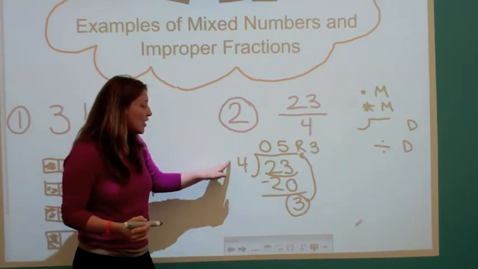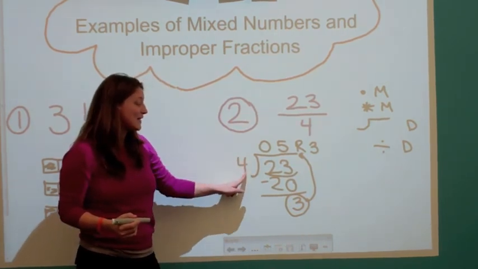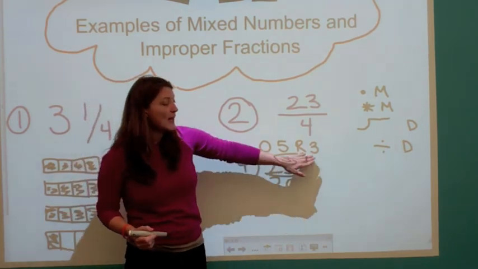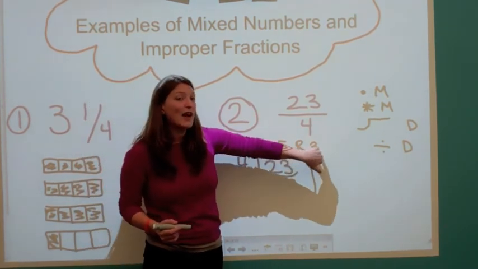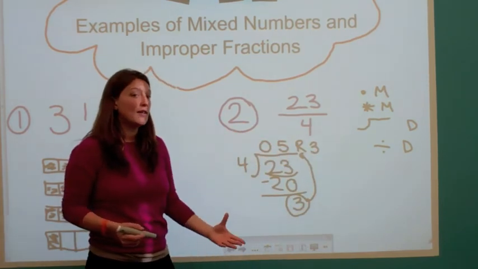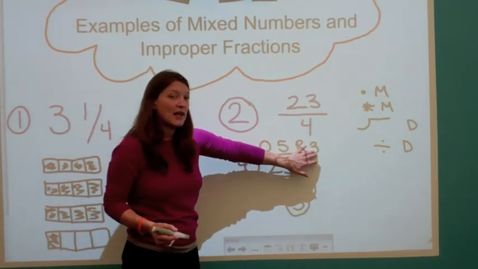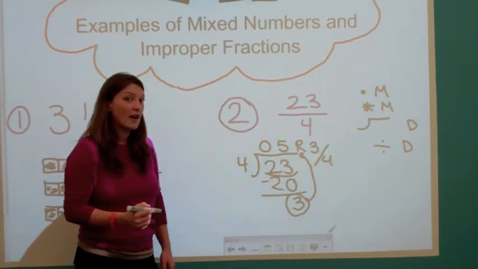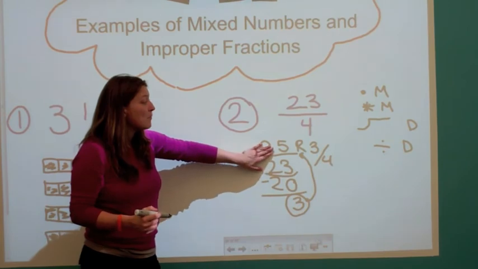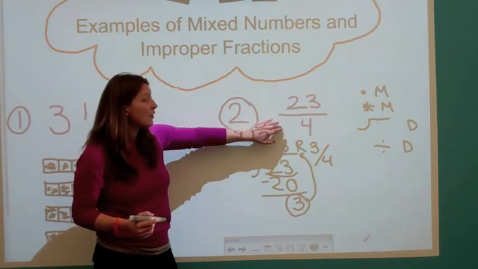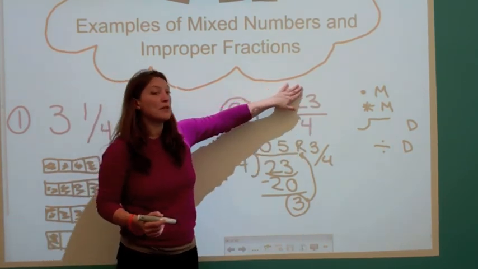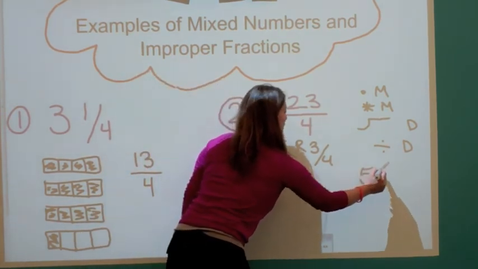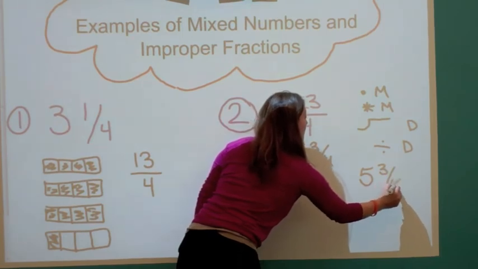Well, now that we know that this was my denominator, when I'm writing my remainder, I can write it using a fraction. So this means that 3 out of 4 pieces are there. So now my mixed number that I got by looking at this improper fraction is 5 and 3/4.